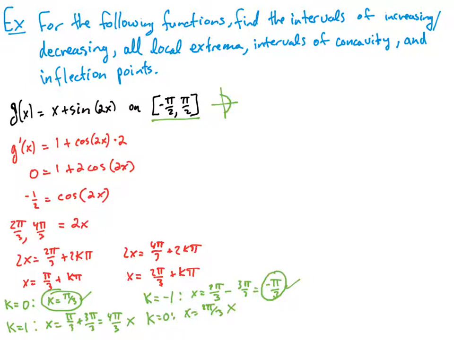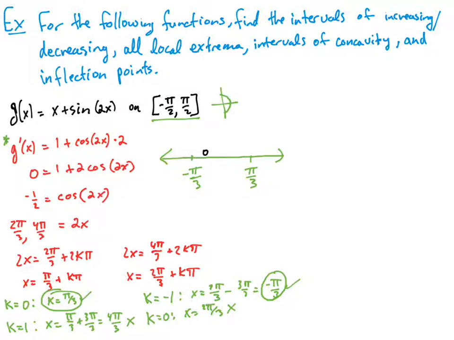Another way of saying negative pi over 3 is, if we're thinking about it visually on the unit circle, 5 pi over 3, but we're going to use negative pi over 3 because that's the value in the interval. All right, so those are the two critical values we're going to use, or critical points, I should say. So negative pi over 3 to pi over 3. So we want to test values inside each of these intervals, and again, we're going to test that in the first derivative.